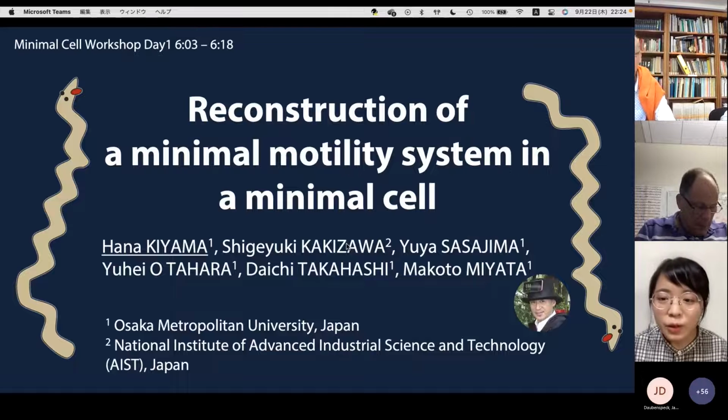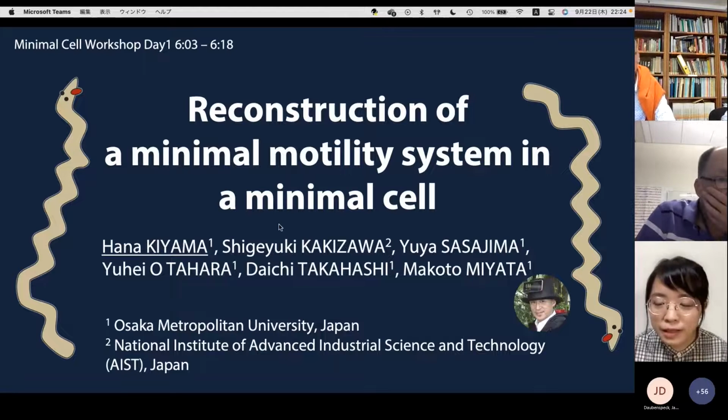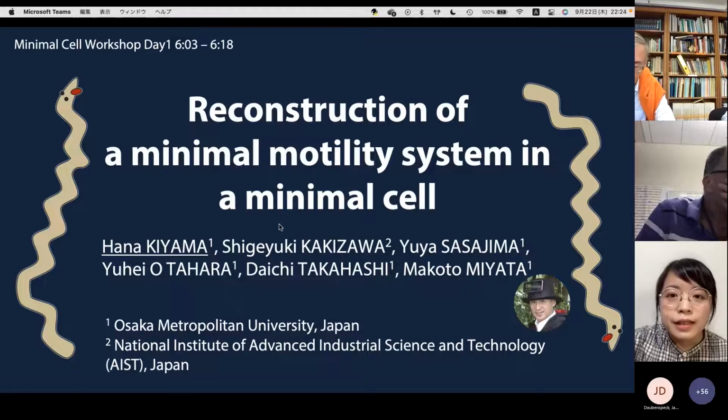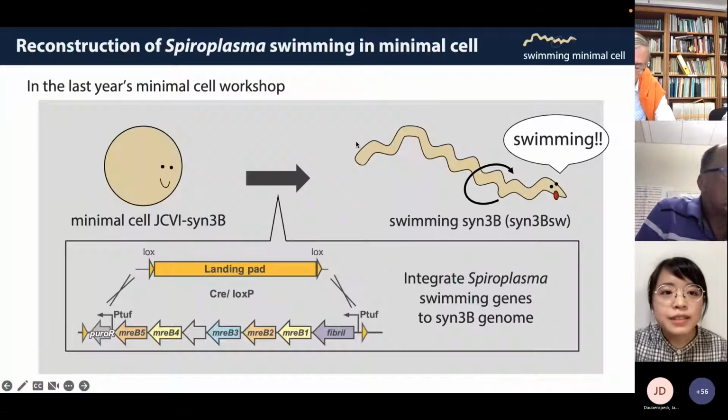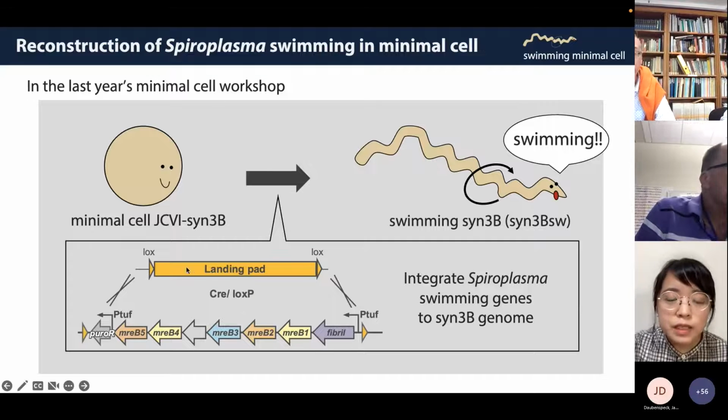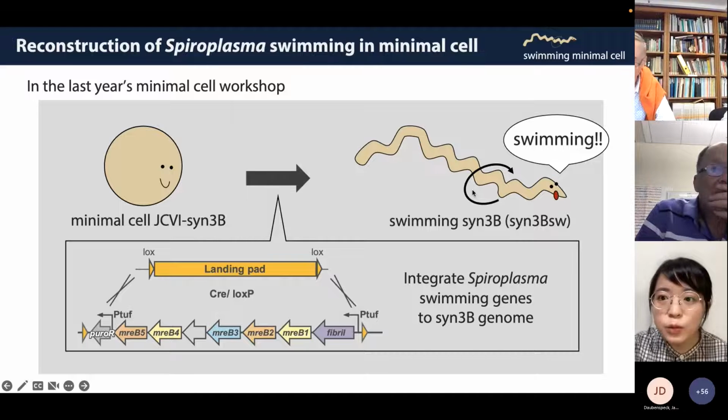Today, we'd like to introduce our work on Spiroplasma swimming motility using a minimal cell. At last year's minimal cell workshop, my boss Makoto introduced a reconstruction of Spiroplasma swimming in a minimal cell by introduction of Spiroplasma 7 swimming genes into the Syn3B genome. By introduction of Spiroplasma genes, the minimal cell received by Syn3B changed its morphology from spherical to helical cell shape, and they started swimming motility.